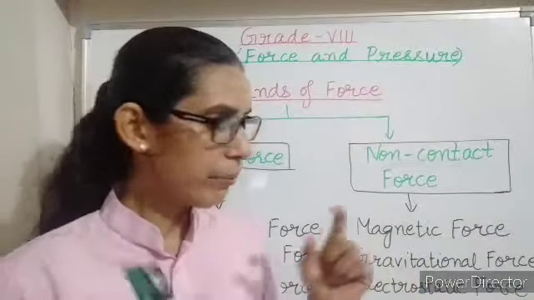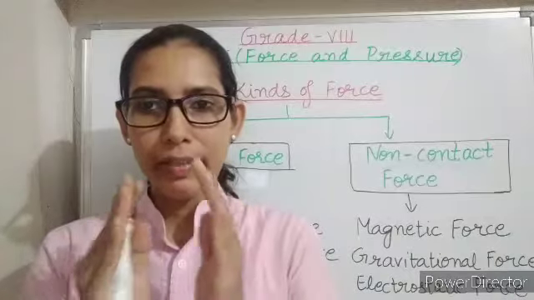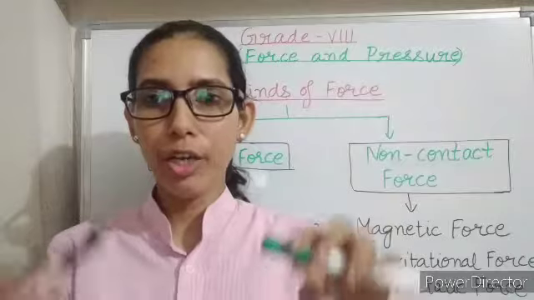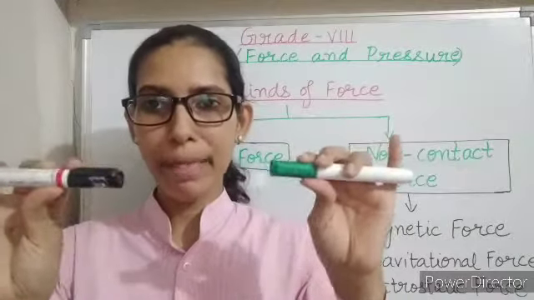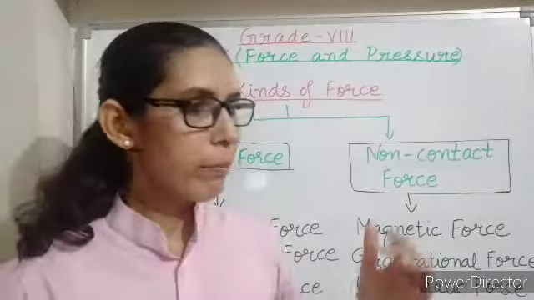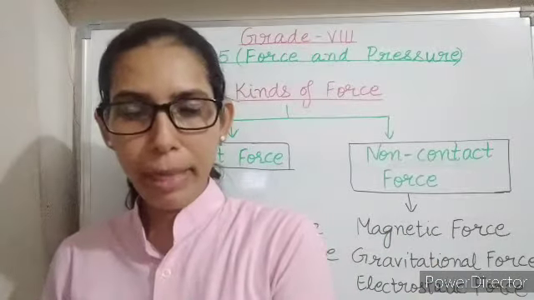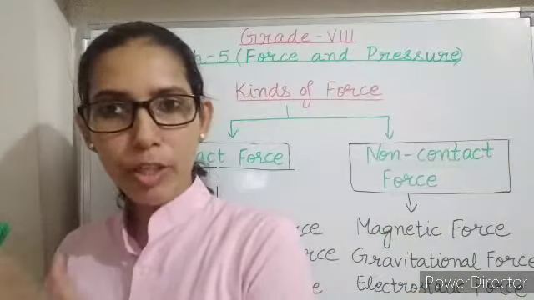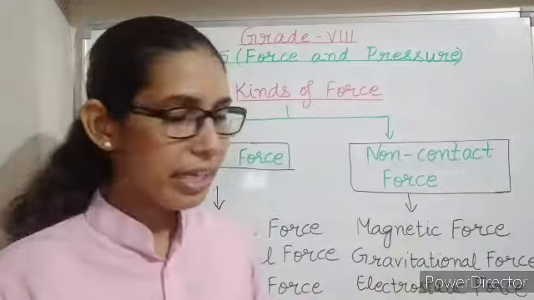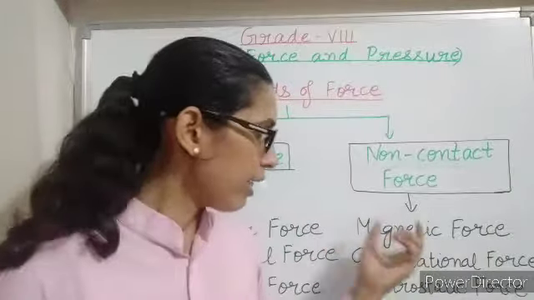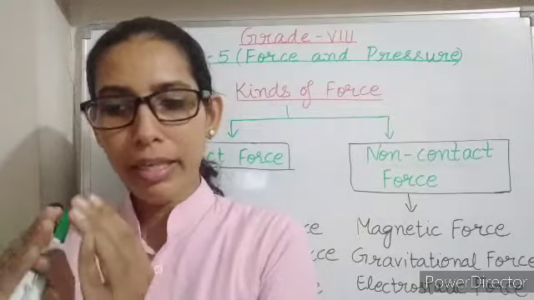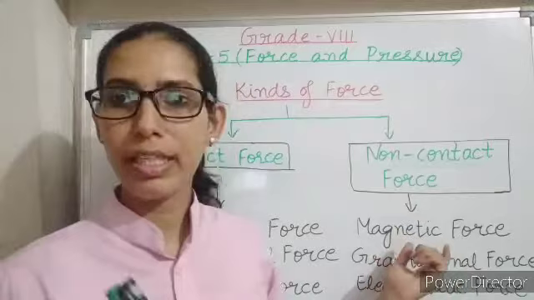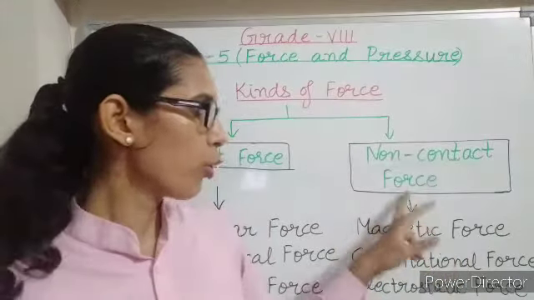Or we know that similar poles of magnets repel each other. Like the north pole of one magnet, if it is brought near the north pole of another magnet, they will repel each other. So the force exerted by one magnet on another magnet, or by one magnet on any magnetic object, is magnetic force. Here we can see that the magnet is exerting force on another magnetic object or magnet, but there is no physical contact between them. So it is a non-contact force.